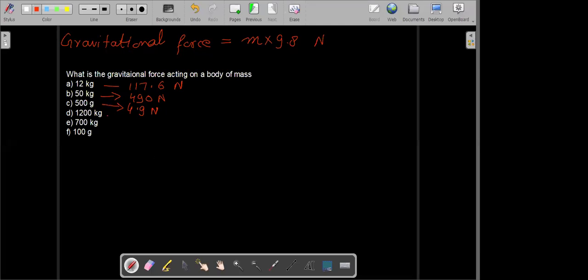The next one, 1200 kilogram. This I want answers. Gautam Krishna, answer for this. What is the force? Yes, sir. The Newton is. So, 1 second.